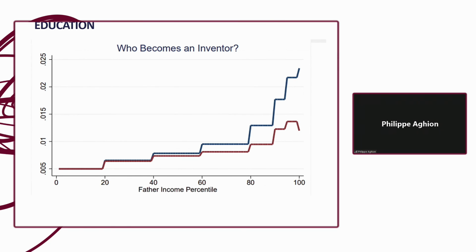When you restrict attention to researchers who went through the schooling system post-1970, there is no more relationship with parental income or parental education. The curve becomes completely flat. So why is that important?